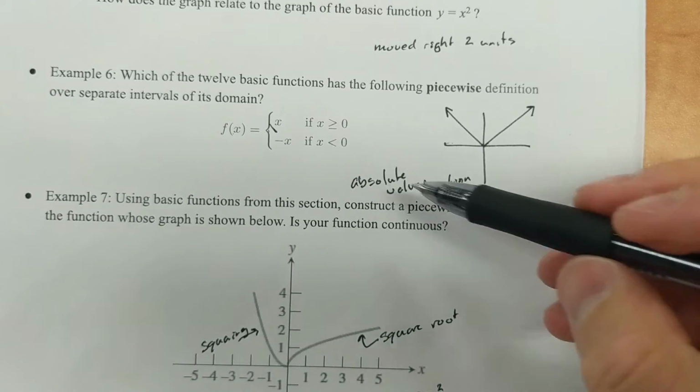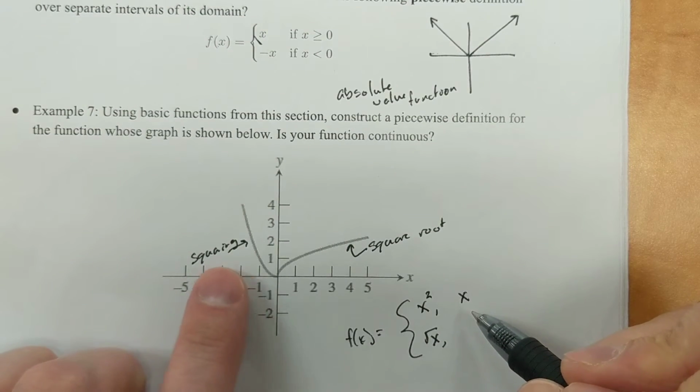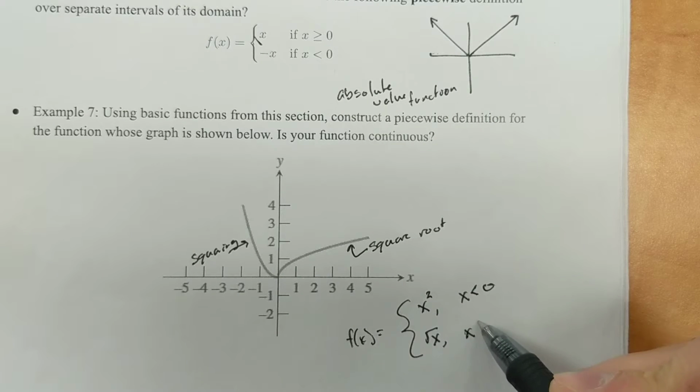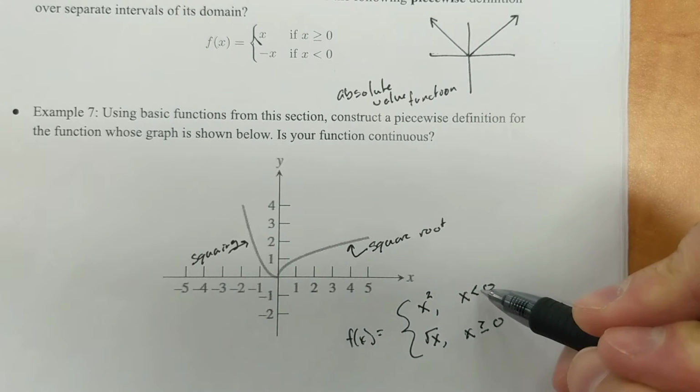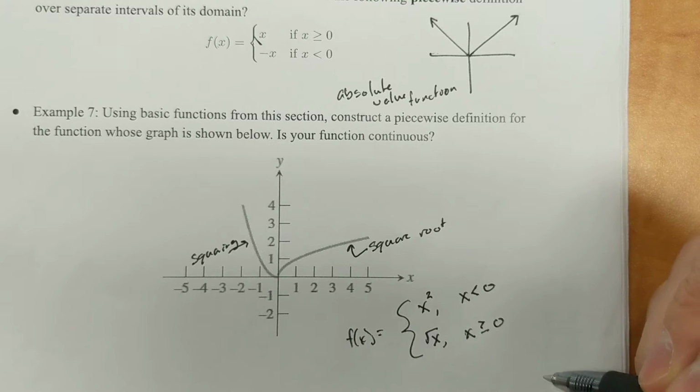Now I also need restrictions. So the squaring function is good when x is less than 0, so we'll put less than 0 here, and this one will be greater than or equal to 0. Now you could move where the or equal to bar is. You could put the or equal to bar with this one, but not with this one, just not on both of them at the same time.